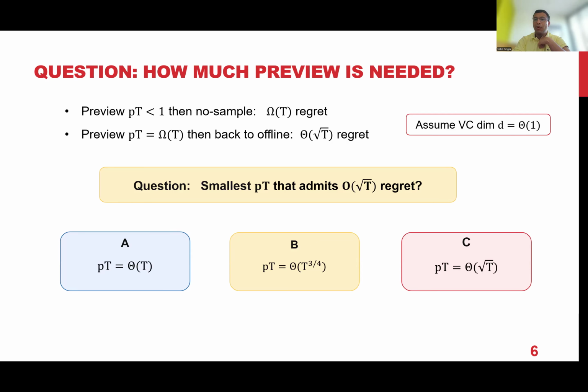What's the smallest PT? Recall PT is the size of the preview that you're given that admits square root T regret for the threshold example. In option A, we know theta T definitely works. If I reveal a constant fraction, then you'll be done. But what if I reveal you T to the 3/4? Will that work? What if I reveal you square root T? Remember, overall you have T arrivals. Which of the three is the smallest answer?